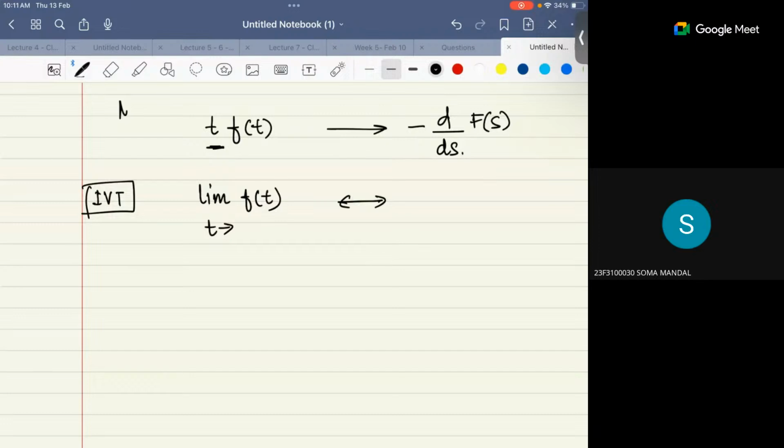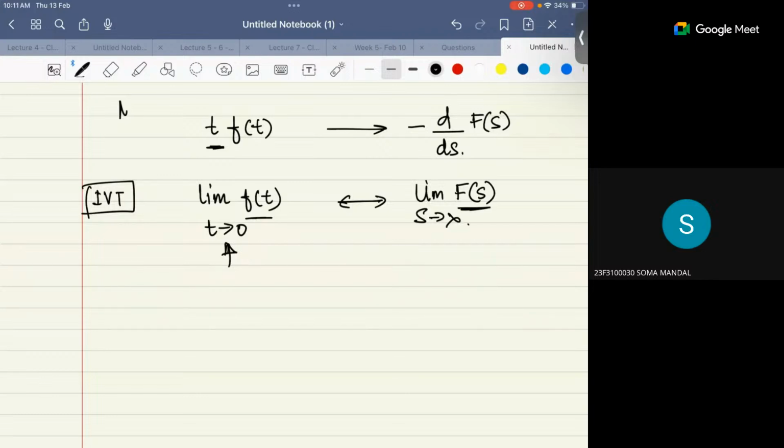This will be the same. If you know the Laplace transform for f(t), let's say the Laplace transform is F(s). If you have to calculate the value at t equals zero, what you can do is calculate the limit as s tends to infinity.